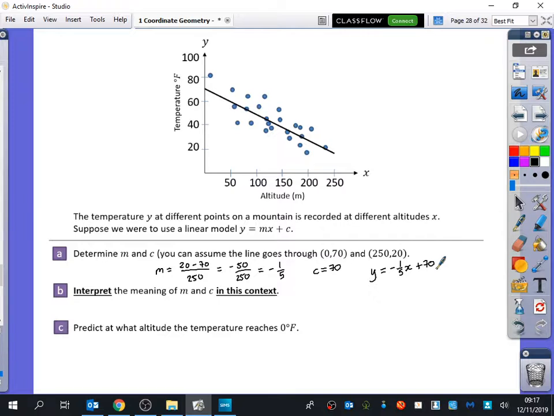So I'm just going to give you a few seconds. What do you think in this context the meaning of m is? And what do you think the meaning of 70 is in this context? So just take 30 seconds to talk to the person next to you. What are your ideas of how you might answer question B?